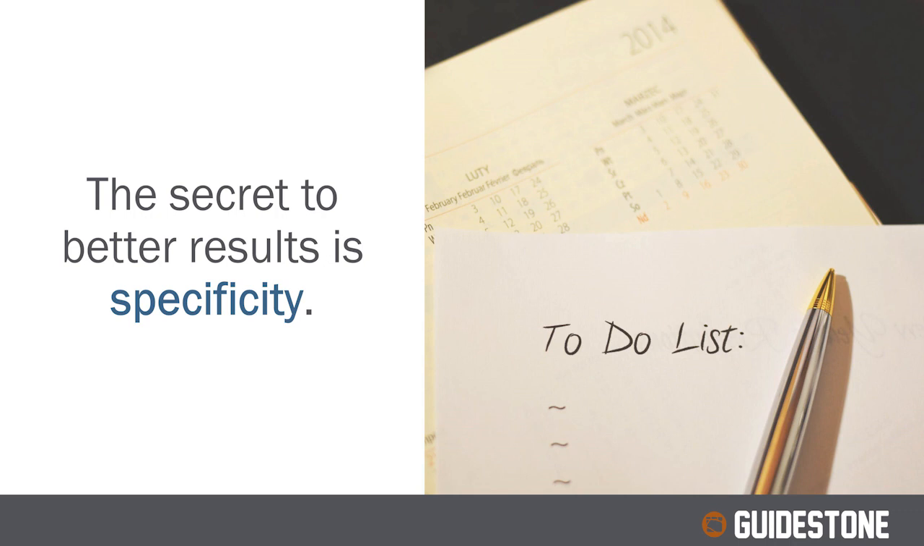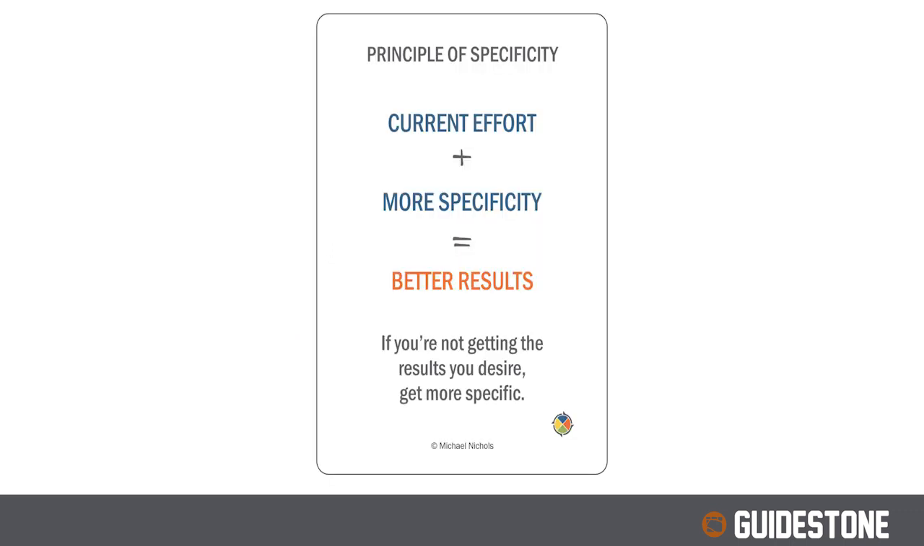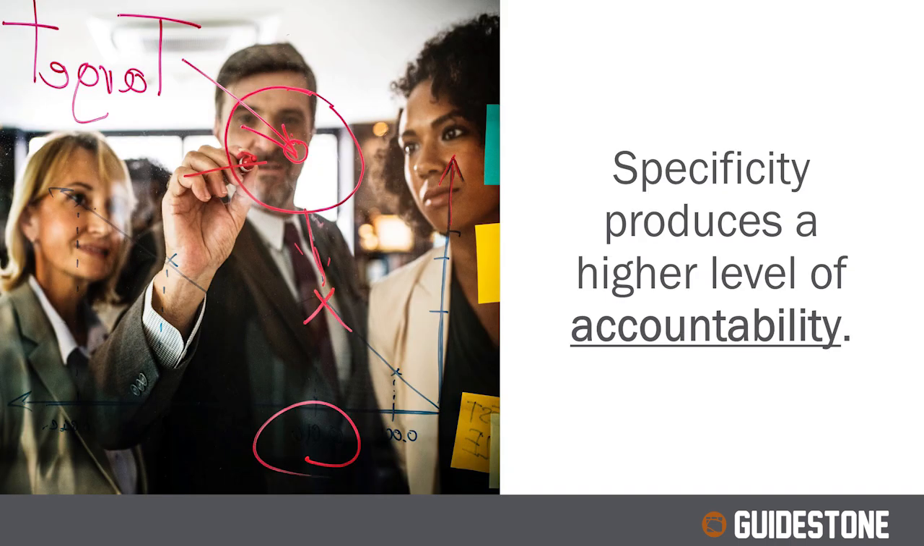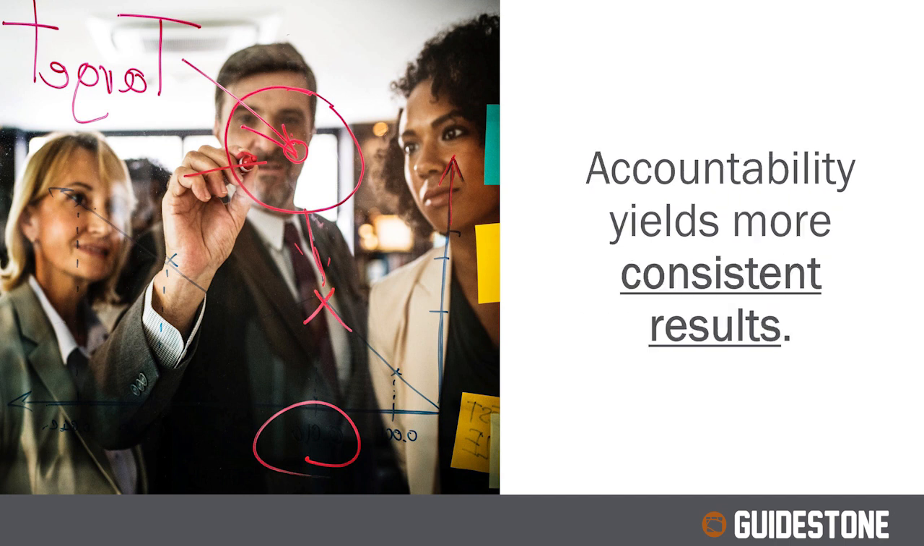And so I realized that the secret to better results is specificity. Guess which plan has better results? The new one does, right? So here's why. Current effort plus more specificity equals better results. We call this the specificity tool. Current effort plus more specificity equals better results. Why is that? Specificity produces a higher level of accountability. And the kind of accountability that it produces is self-accountability, which is the best kind of accountability. It's much better for you to hold yourself accountable than it is for someone else to hold you accountable, because that's frustrating. So specificity produces a higher level of accountability, and accountability yields more consistent results.